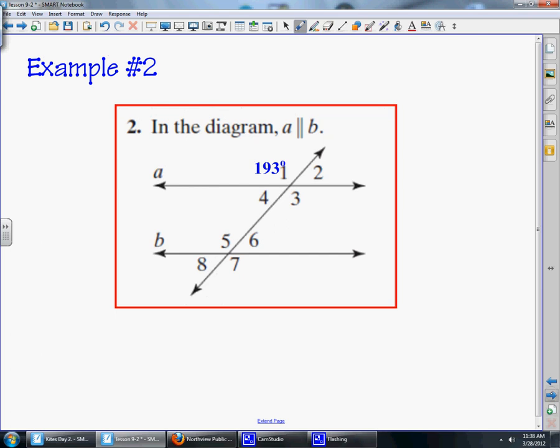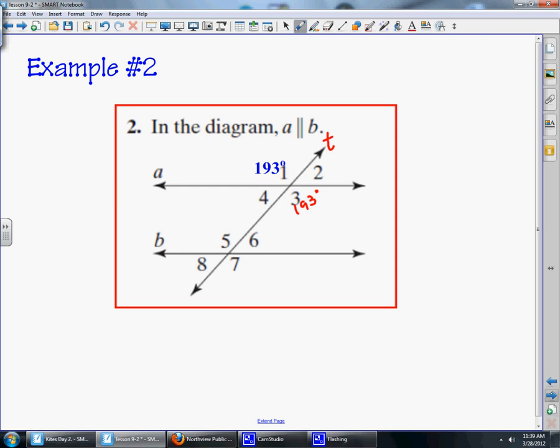Let's look at another example. In this diagram, lines A and B are parallel, and then this line here is the transversal that cuts the line, or intersects the two parallel lines. So let's see what we can find out here. I know that angle 3 is going to be 193 degrees, and the reason I know that is because angle 1 and angle 3 are vertical angles, and they're always equal. I could also use supplementary angles because angle 1 and angle 2 are supplementary. They make a straight line.